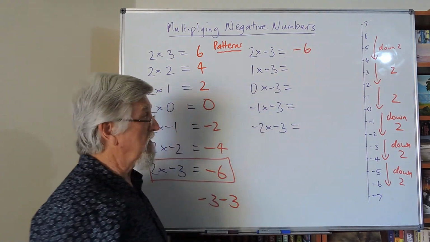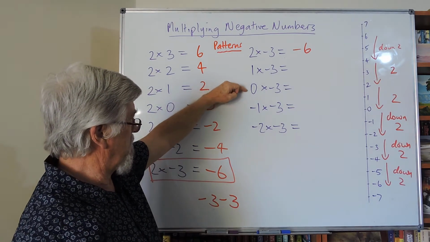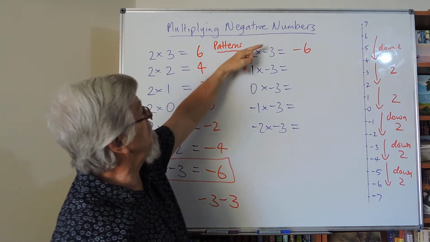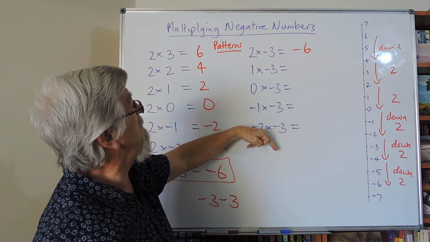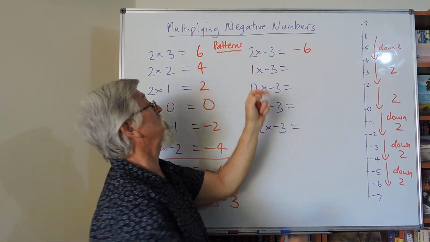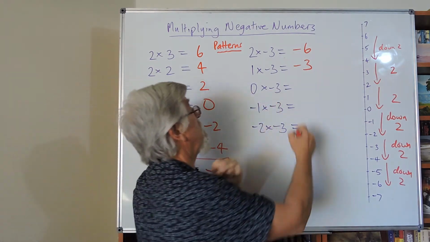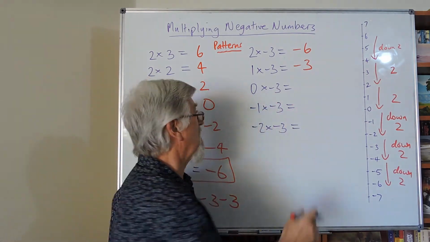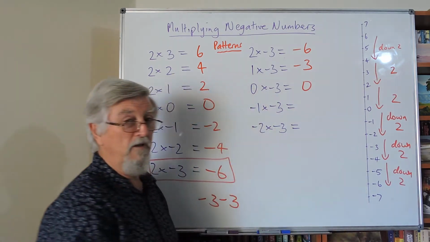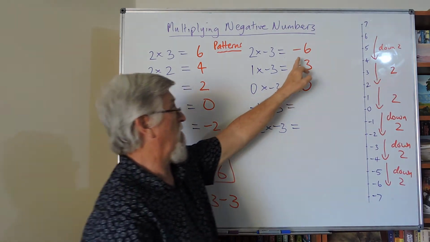So following the pattern again, 2, 1, 0, minus 1, minus 2, these are staying as minus 3. Instead of having 2 lots of minus 3, we have 1 lot of minus 3. Now we have no lots of minus 3, so no lots of anything is just 0. Now follow the pattern. What's happening? We're at minus 6.